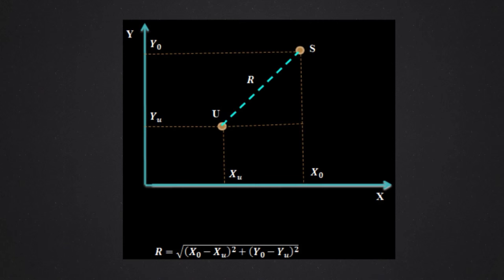Let's go once again to two-dimensional space. We have a coordinate system determined by axes X and Y, and we know the coordinates of the satellite X0 and Y0. We want to determine our coordinates X user and Y user. Measuring distance to the source, in our case the satellite, we can determine the shown equation where R depends on the coordinates of the satellite X0 and Y0, and we want to find our coordinates X and Y user.